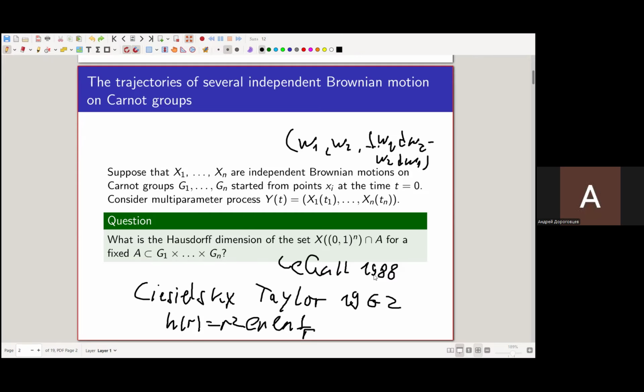But actually, my question was not only about previous studies, but also about the difference. What is the difference between Euclidean space and a Carnot group?